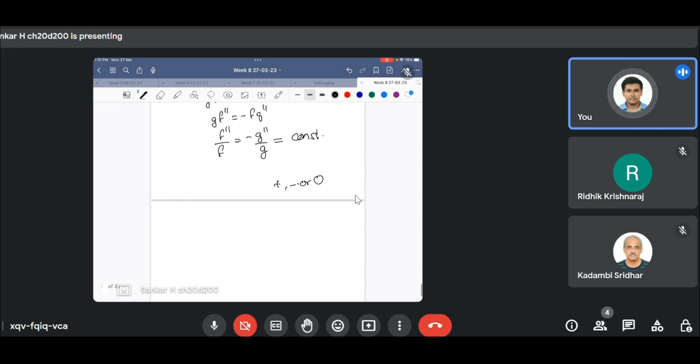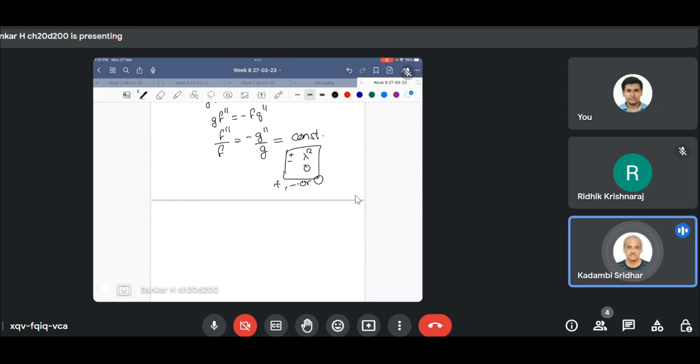Okay, let us assume that we have taken, let me call that constant as lambda square. If it's a positive constant, I'll call it positive lambda square. If it's a negative constant, I'll call it negative lambda square. If it is 0, I'll just call it 0. I hope this part makes sense.